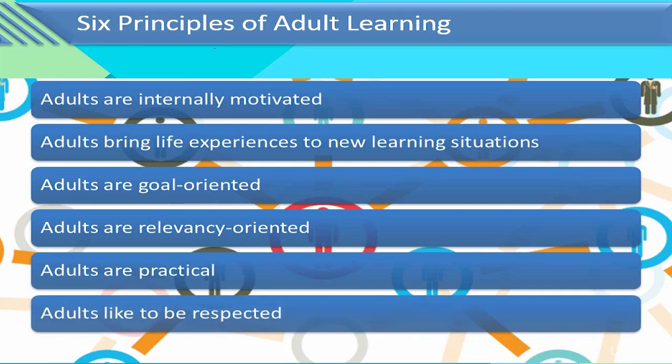Adults like to be respected. Adults like to be self-directing. In other words, adult learners need other people, such as management, to see that they're capable of taking responsibility for themselves. Incorporating search and discovery elements in training courses can address this need.